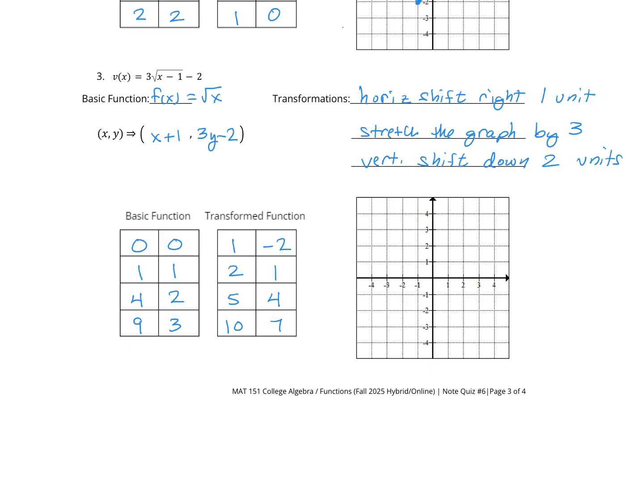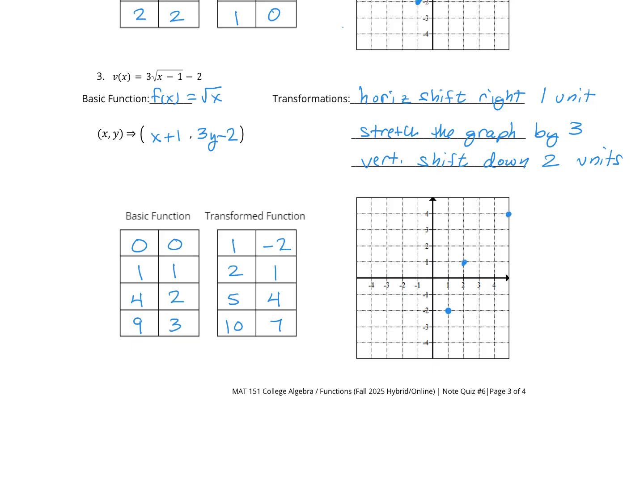So we've got a 1, negative 2, which is right here, 1 right, 2 down. We got a 2, 1, which is 2 right and 1 up. And we can squeeze in a 5, 4. So that's 5 units to the right and 4 units up.